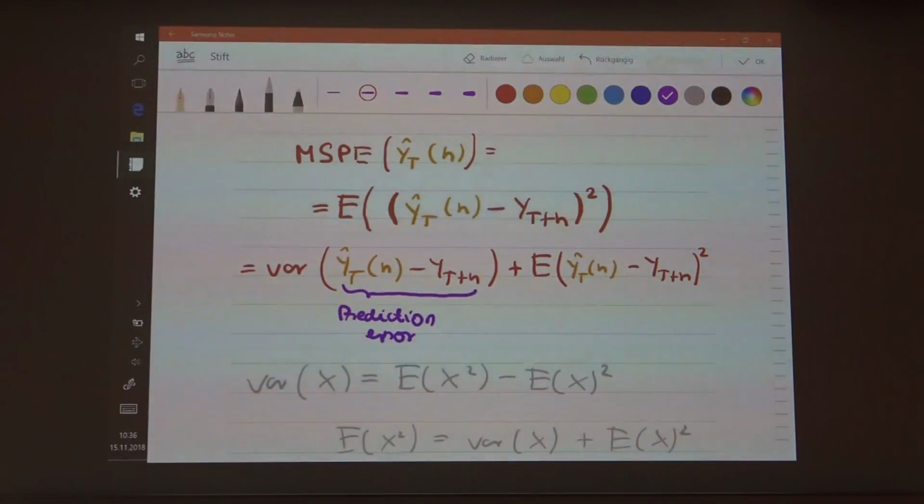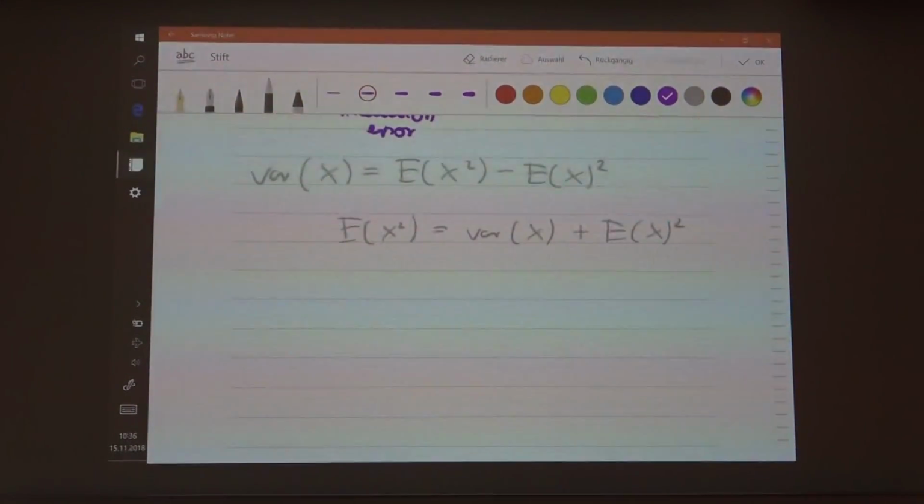So the mean squared prediction error is not just the variance of the prediction error. It's the variance of the prediction error plus the square of the expectation of the prediction error. Of course, you would expect that the expectation of the prediction error is 0 in most cases. If the expectation of the prediction error is 0, then the forecast or the estimator is unbiased. Okay? You understand this?